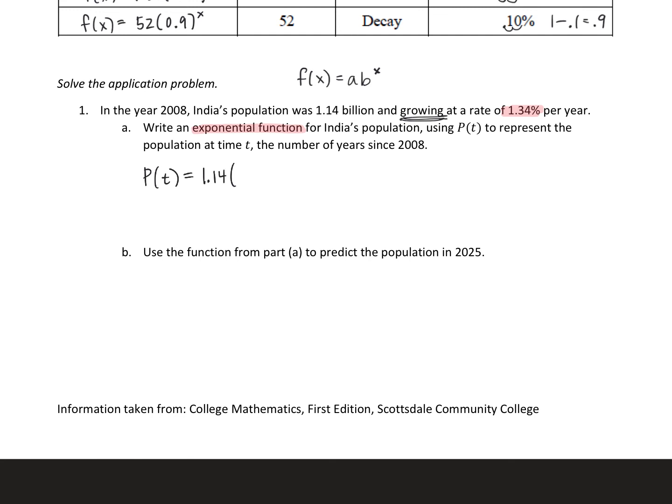1.34 as a decimal, you can divide by 100. You will see it's 0.0134. Since it's growing, you add that to 1. So it'll be 1.0134. And instead of raising it to the x, it asked us to use the variable t, so we'll raise it to the t power. And that's it. That's how you write your exponential function. So your original amount, the 1.14, multiplied by the growth factor, and it is growing, so it was 1 plus the percentage, the growth rate, raised to the variable. And that's it. That's our function.